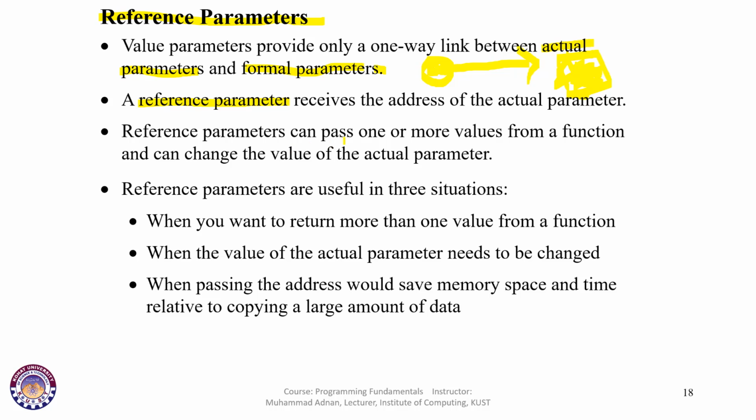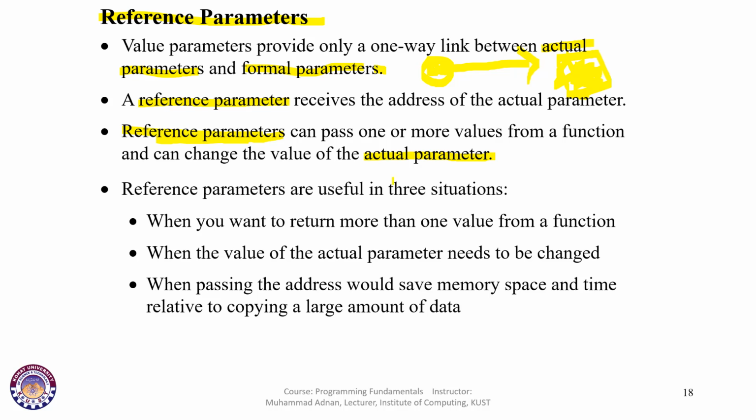A reference parameter can pass one or more values from a function and can change the value of the actual parameter. So in contrast to actual and formal parameters, a reference parameter can pass one or more values from a function and can change the value of the actual parameter. In the case of a reference parameter, we can change the value of the actual parameter directly, because we have the address of that actual parameter and it is stored in the reference parameter.